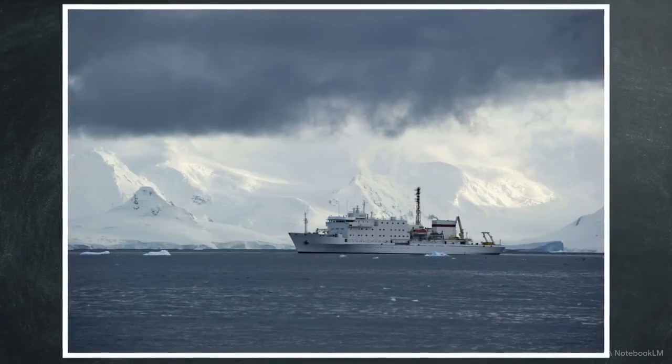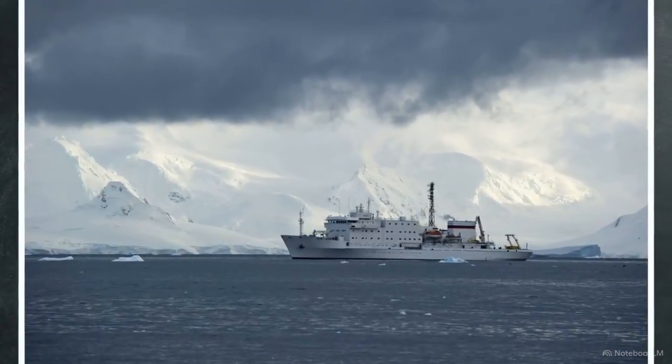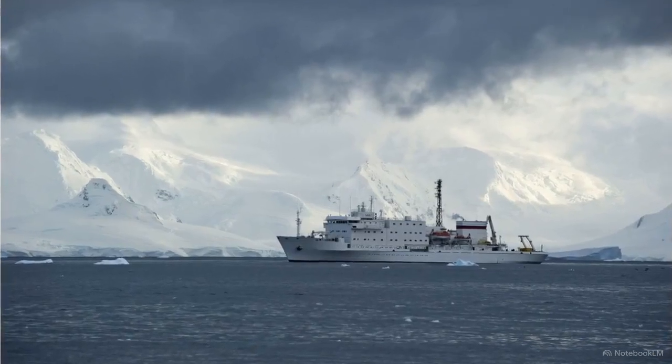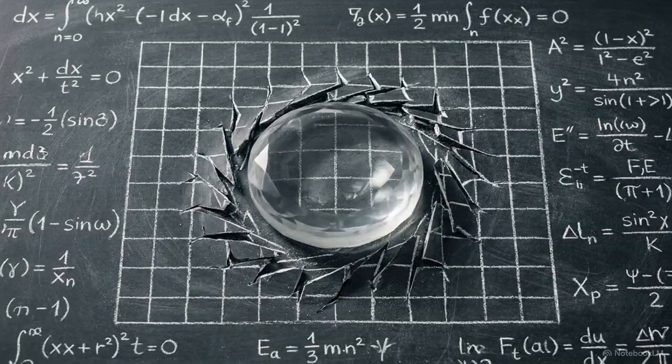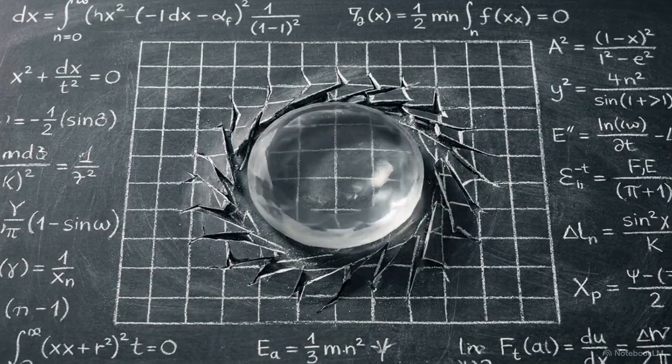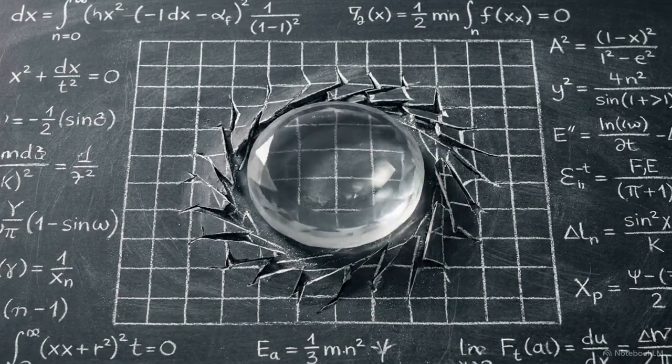The Ulam method is reliable when applied to structurally sound data, like the Agulhas drifters or the double-gyre. But the twisted bird map proves that blind trust in finite grid outputs, or using symmetrization to hide instability, is analytically fatal. The continuous mathematical theory remains pristine, but without a rigorous two-axis numerical audit, the computational lens will inevitably lie to us.